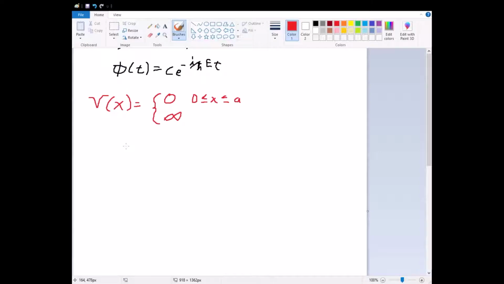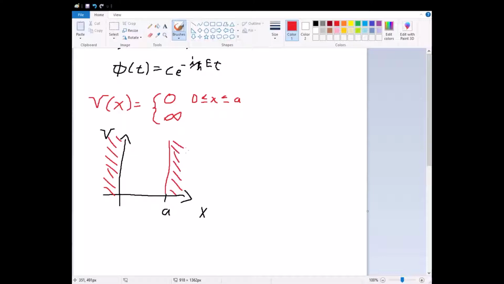So let's visualize what this actually looks like. If I have an x and a y axis like this, and let's say that this is x and this is V, then my potential function is going to look like this. Let's say that this is at a. So what happens here is that my potential is 0 inside of this range from 0 to a, and it's infinity everywhere else.